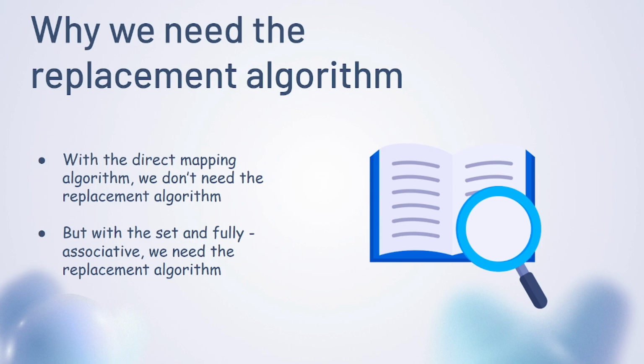The direct mapping algorithm does not require a replacement algorithm because each data block can only be mapped to a unique position in the cache. Therefore, when a new block needs to be brought into the cache and the designated position is already occupied by another block, that block will be replaced without the need for a decision-making process.